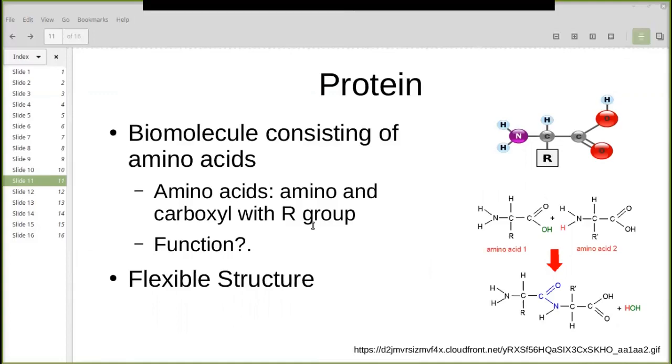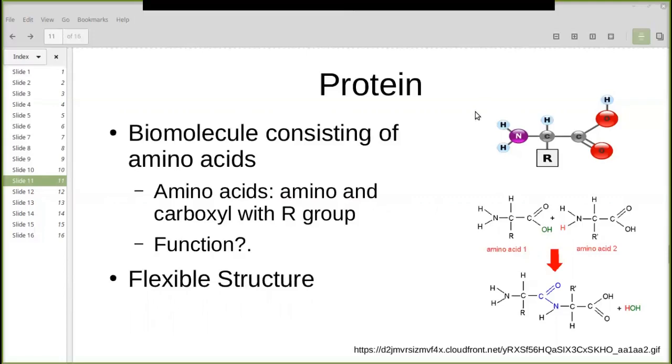Okay. Next thing we're going to go over is protein. Protein, probably the most flexible category that we're going to go over. It consists of different components. The base component is called the amino acid, and be sure to pay attention to this. You could recognize it by its different groups attached to it.